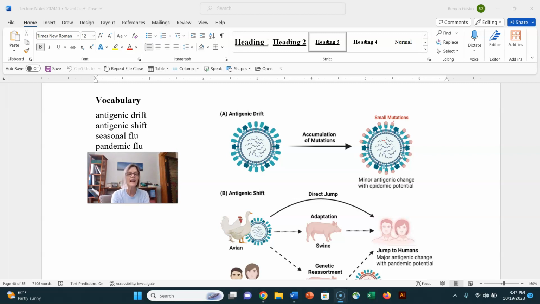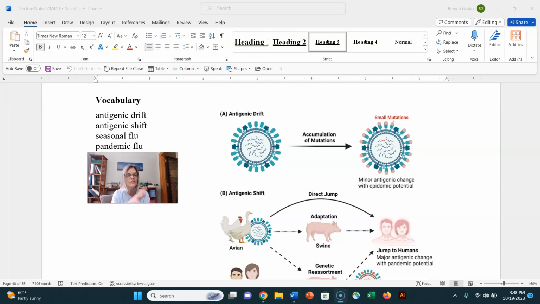And as you know, with the flu vaccine, sometimes we get it right and sometimes we don't. But generally, it appears that getting a flu vaccine at least makes the illness less serious if you get vaccinated. But antigenic drift results in our seasonal flu epidemic.